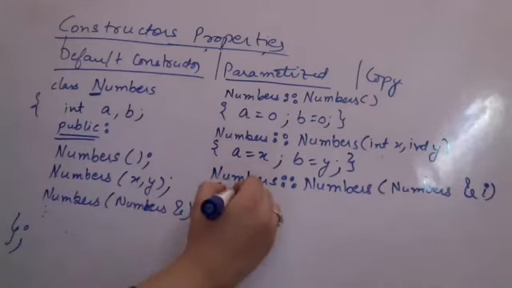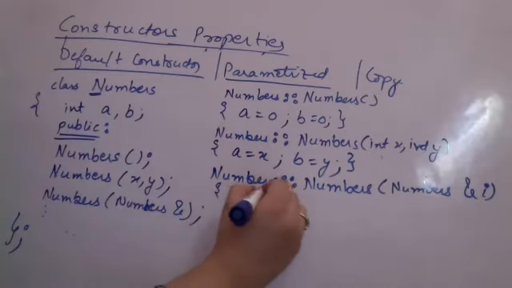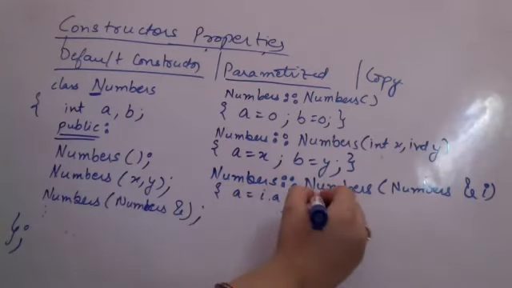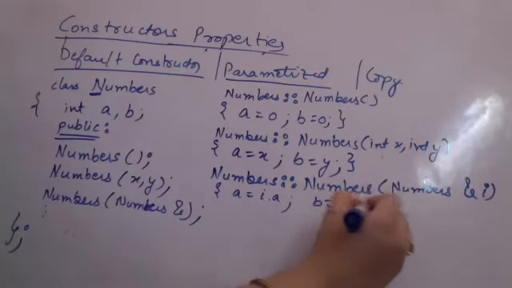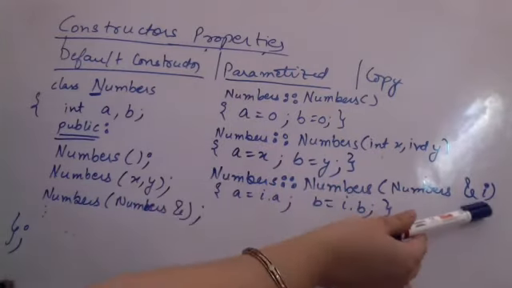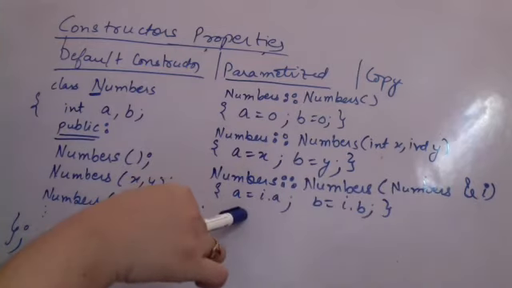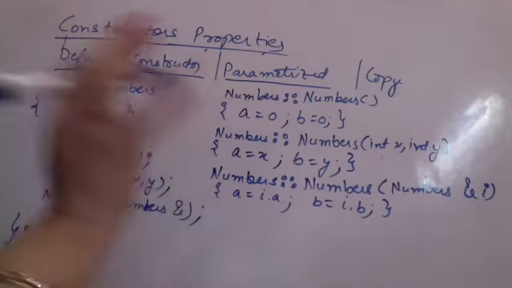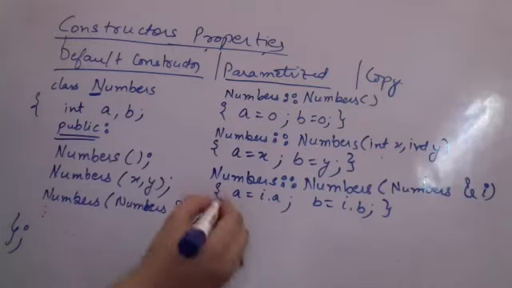So here I am saying that A is equal to I dot A, and I'm saying that B is equal to I dot B. So what is happening in this? I am copying the contents of another object into the object whatever is being created. Now let us see how the objects are being created and called.